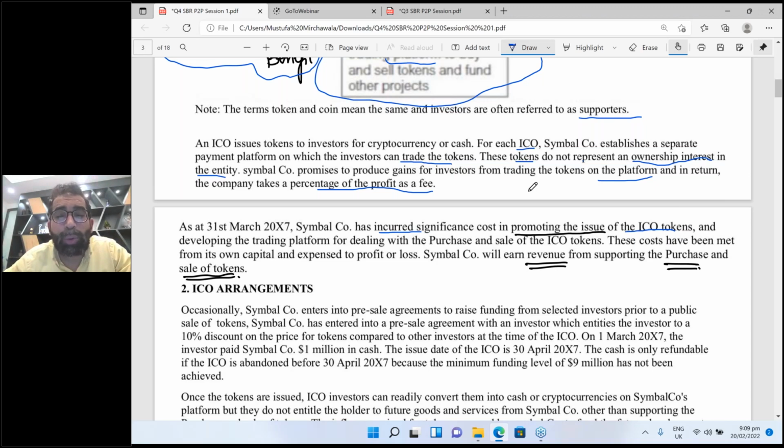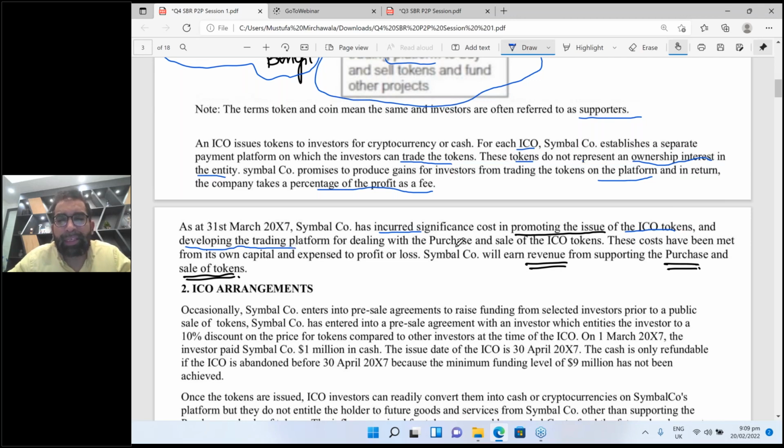That's why don't think of capitalizing this promoting or advertising expense. This is very simple. This is a basic concept which has been decided years before. Okay, now, so one cost is promoting the issue, this is PNL. And the second cost, this is a very good cost, developing the trading platform.